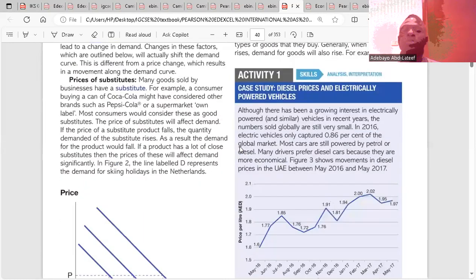The first one is price of substitutes. Many goods sold by businesses have a substitute. For example, a consumer buying a can of Coca-Cola might have considered other brands such as Pepsi or a supermarket-owned label. Most consumers would consider these as good substitutes. So the price of substitutes will affect demand. If the price of a substitute product falls, the quantity demanded of the substitute rises. As a result, the demand for the product would fall. If the product has a lot of close substitutes, then the price of these will affect demand significantly.